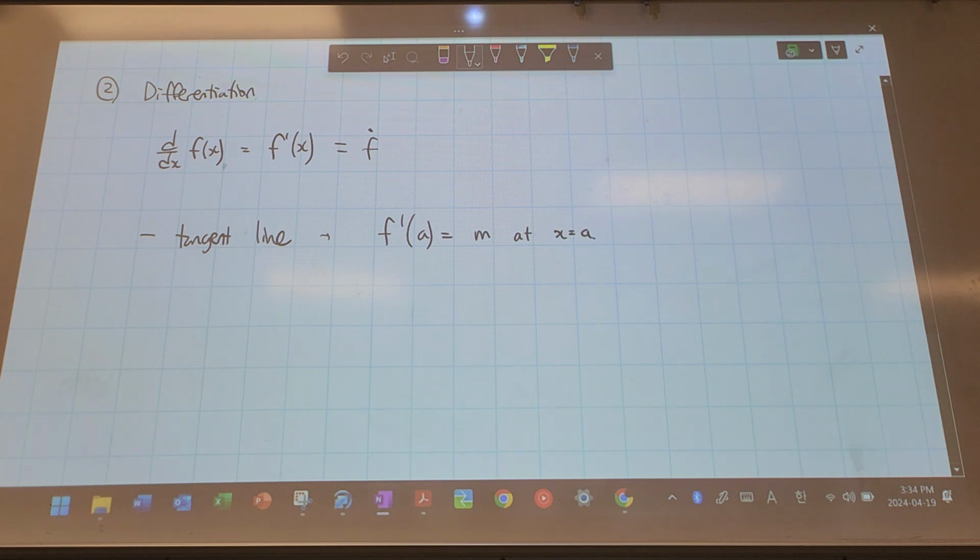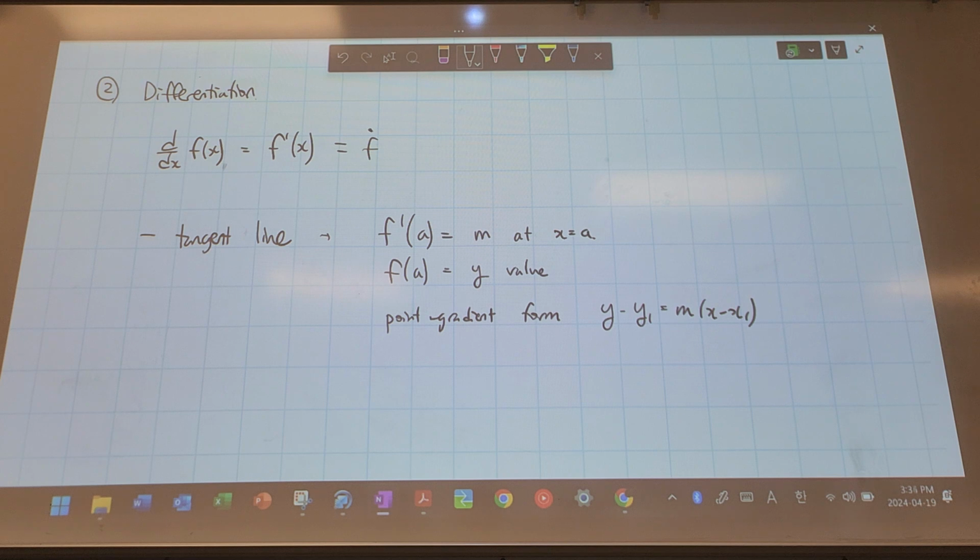So then you find the gradient of a line from that differentiation, and after you find that, we can easily find the y value of that point, right? So you do f of a to find the y value, and then you use the point gradient form to find the tangent line, right? Which goes like y minus y1 equals m times x minus x1. That's the easiest way to find the tangent line at a specific point. You find the differentiation at that point, and then you also find f of a, and then you use the point gradient form. Right?